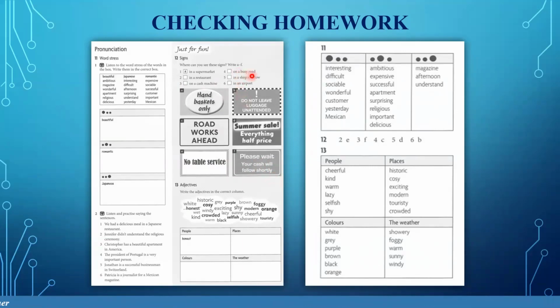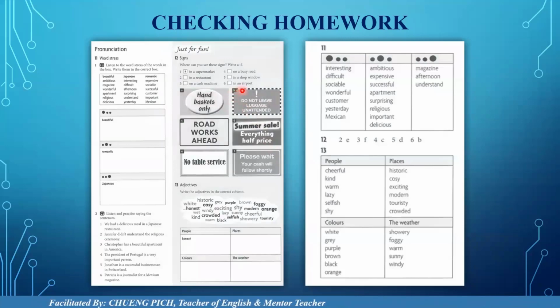Number 4, on the road. Imagine you are traveling on the road, and you can see here: road works ahead. It means that it is under construction. Number 5, in a shop window. When you go to a shop, you can of course see summer sale, everything half price. So it means it's not full price, it's half price only, like a 50% discount.